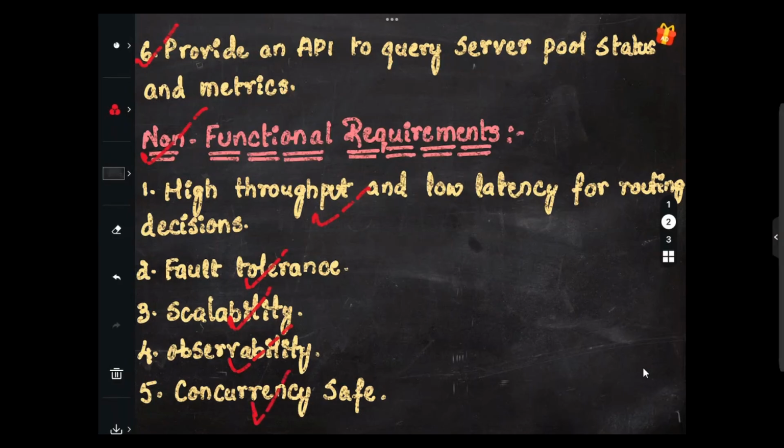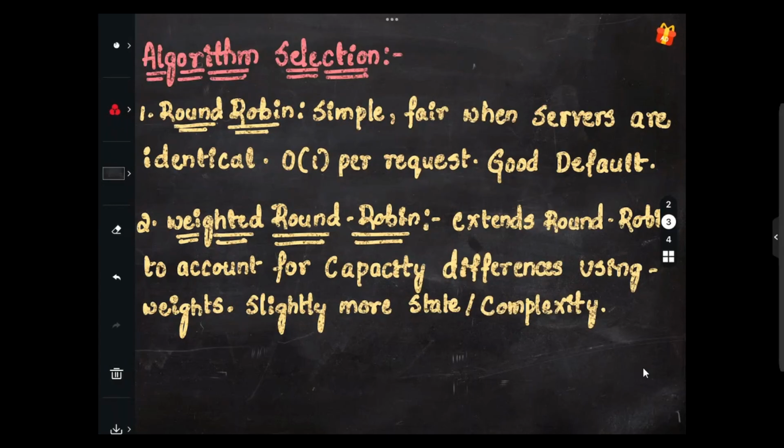Concurrency safe means we should be able to handle many concurrent client requests with correct metrics. So these things we should be able to do. Now let's move on with the algorithm selection. One of the important things here is to go with the correct algorithm.